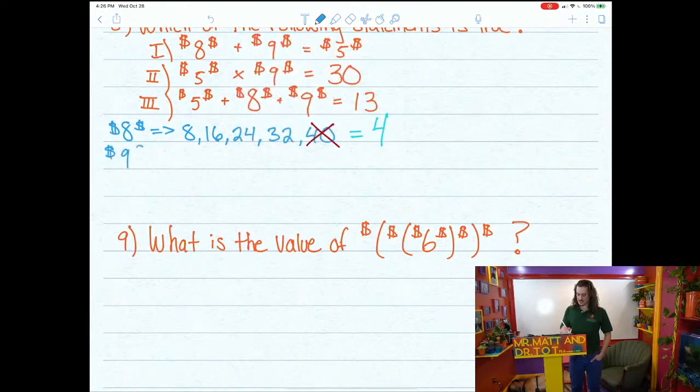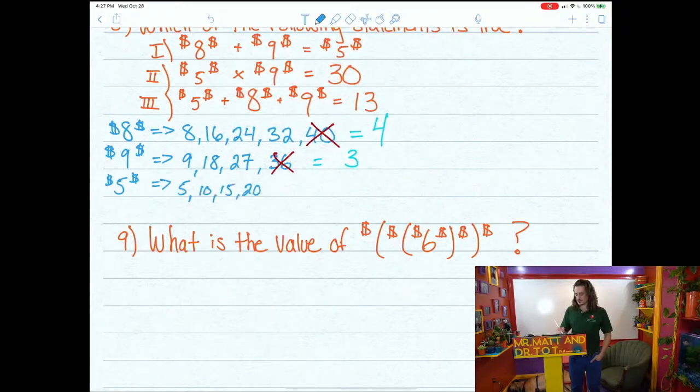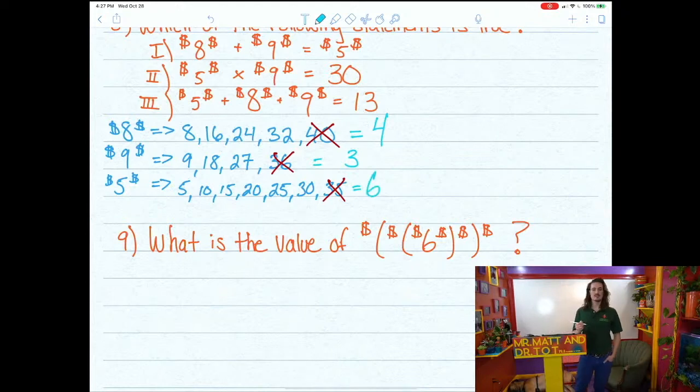$9$: list out the multiples of 9. We have 9, 18, 27, 36. 36 is not less than 35. So $9$ represents the number 3. And then we have $5$. The multiples of 5 are 5, 10, 15, 20, 25, 30, 35. That's tricky. They said less than 35, not less than or equal to 35, so we may not count 35 itself. So we have 1, 2, 3, 4, 5, 6. So $5$ represents the number 6.